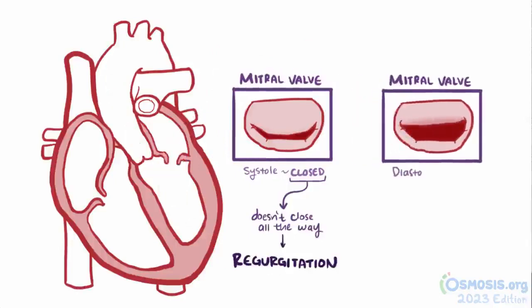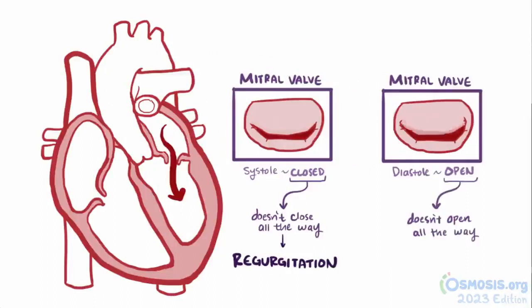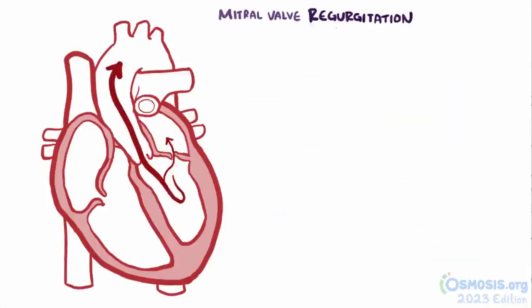During diastole, the mitral valve opens and lets blood fill into the ventricle. If the mitral valve doesn't open enough, it gets harder to fill the left ventricle, called mitral valve stenosis. Let's start with mitral valve regurgitation. The leading cause of mitral valve regurgitation, and the most common of all valvular conditions, is mitral valve prolapse.